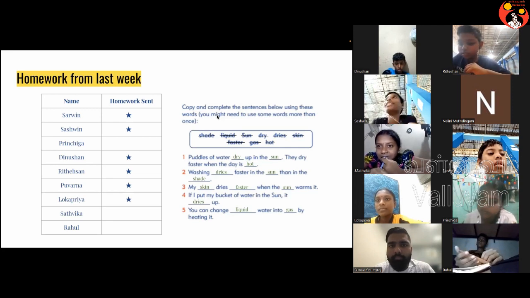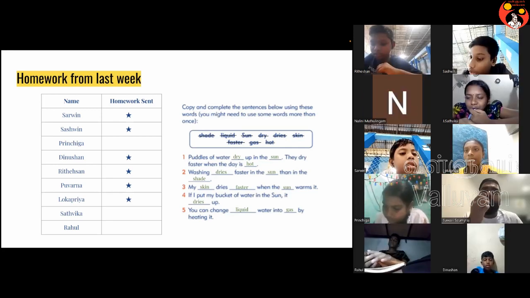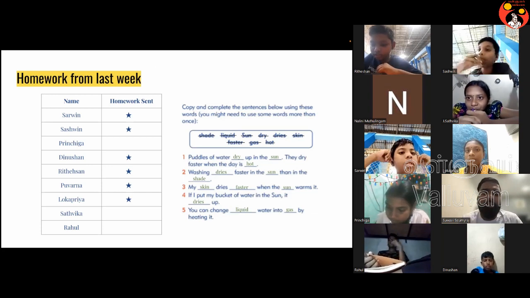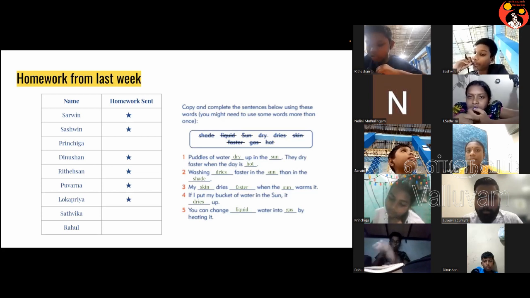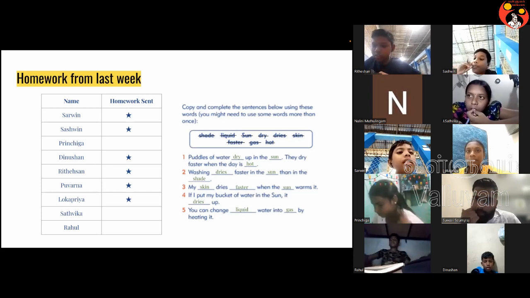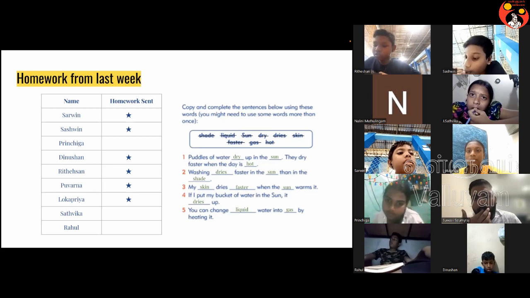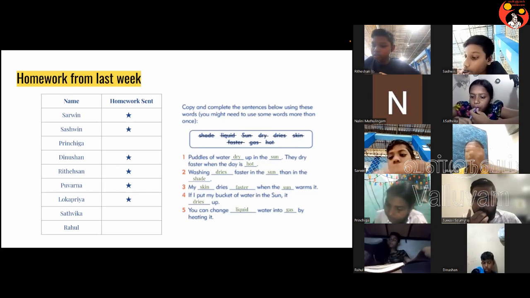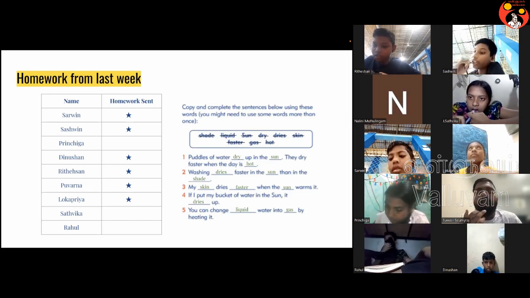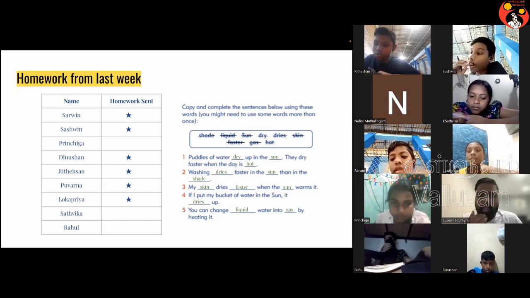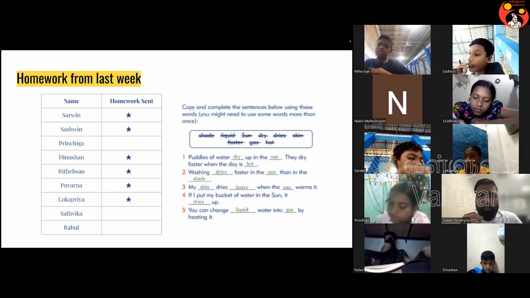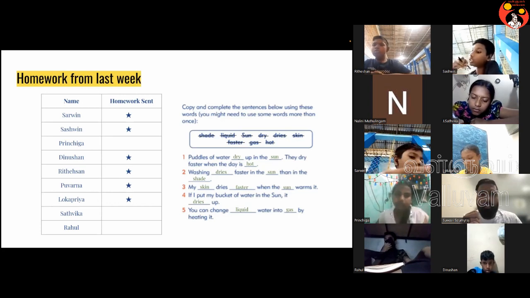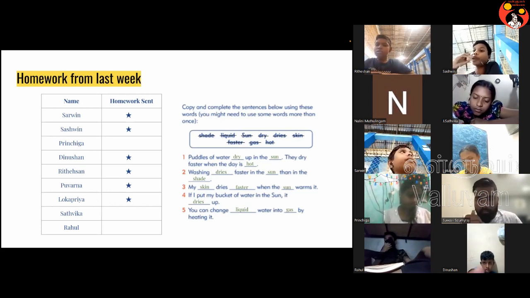As Ritishan and Sharwin said, just hold your mic up closer for me, Sashwin. I can't hear. I got the only wrong one was the second. The wrong answer was washing skin faster in the sun than in the shade. I put the skin on the second one. That's why it's wrong. Now I just read the sentence and the meaning was not correct. So I just wanted to tell you about it.